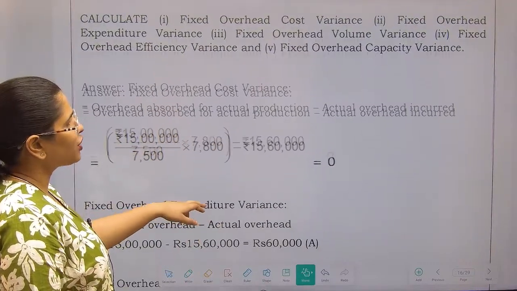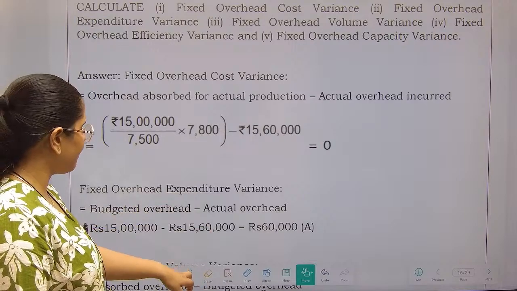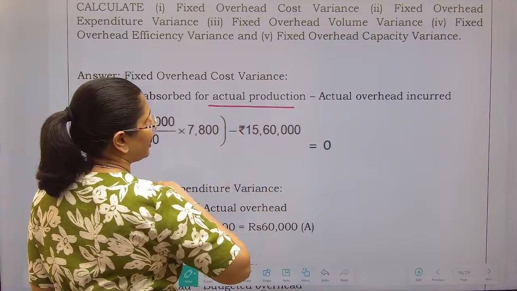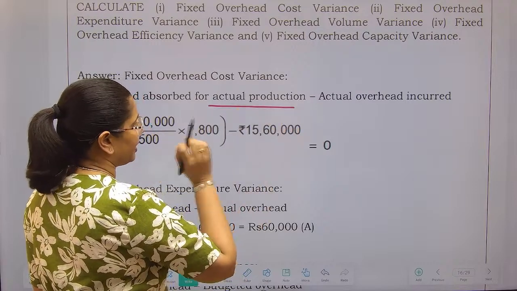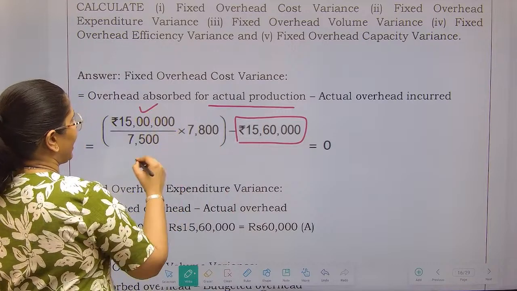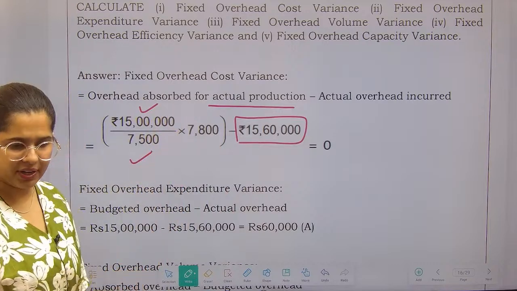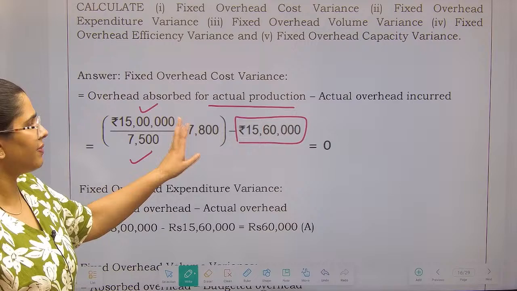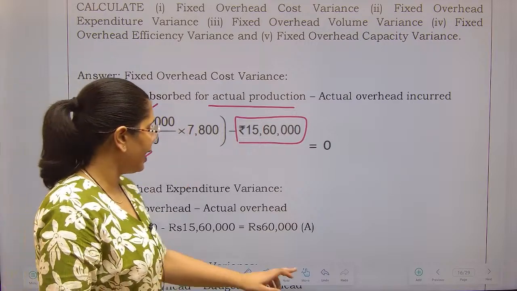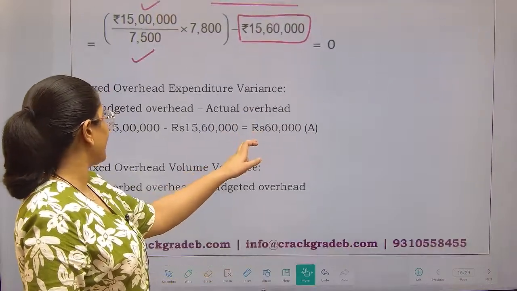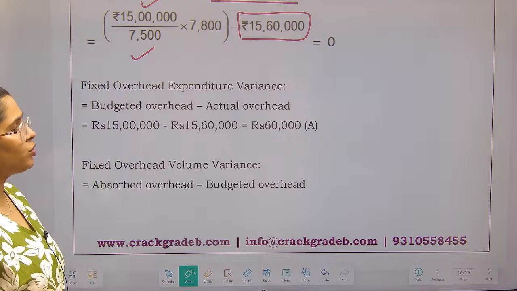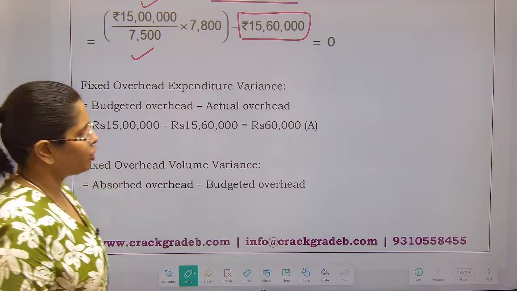Fixed overhead cost variance. Cost variance is simply what I want to calculate: actual production के लिए standard cost क्या है and actual overhead कितने हैं. Actual cost तो मुझे पता है 15,60,000, but this 15 lakh is given for 7,500 units and I would like to find out for 7,800. This I have got. Now next thing is overhead expenditure variance. ठीक है? Overhead expenditure variance में budgeted overheads less actual overheads. Actual overheads तो हमको पता है.